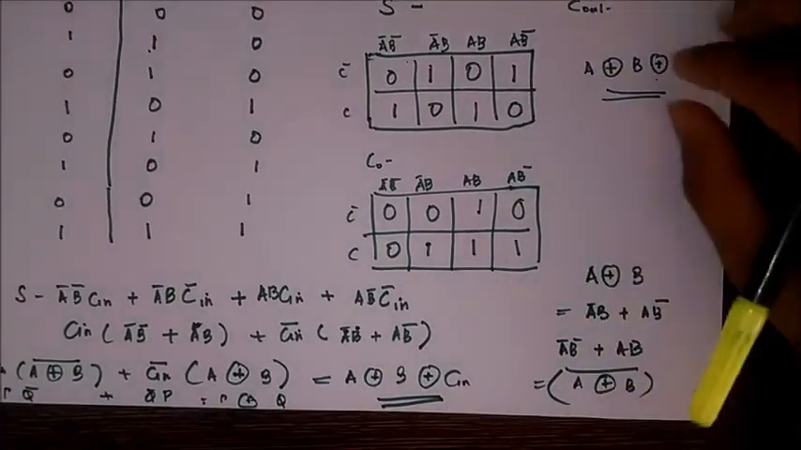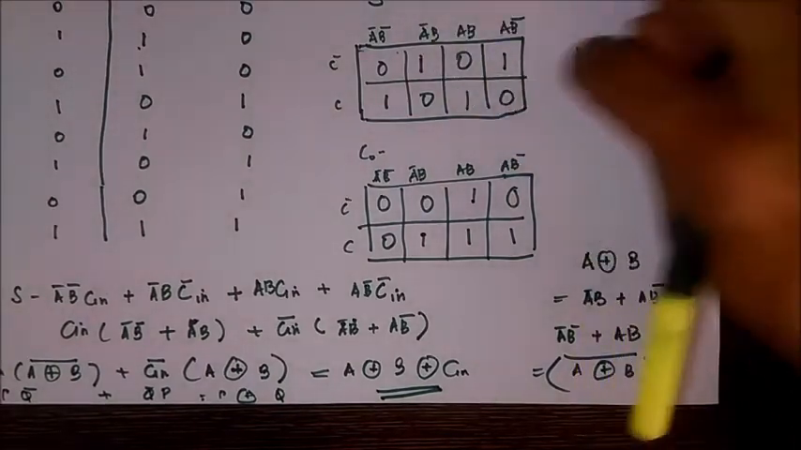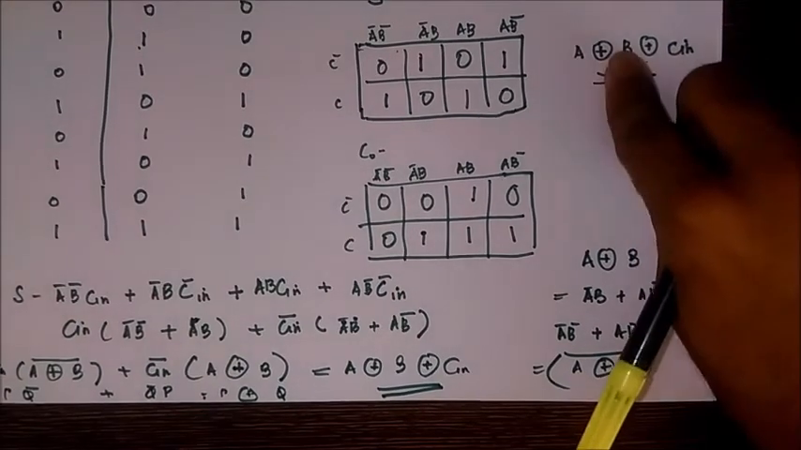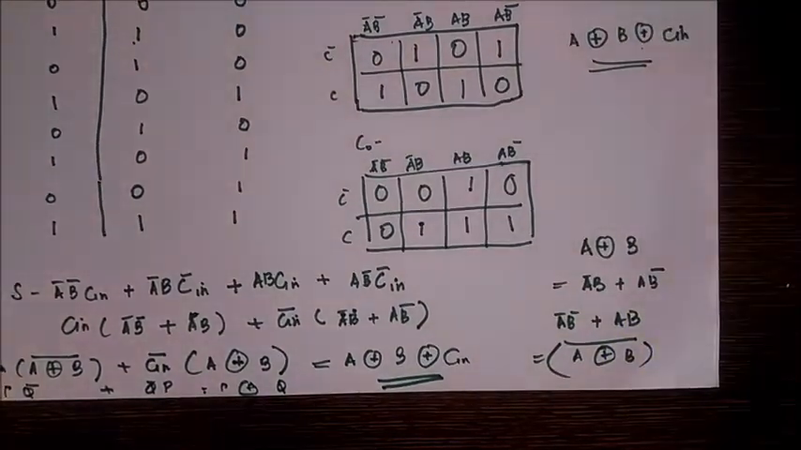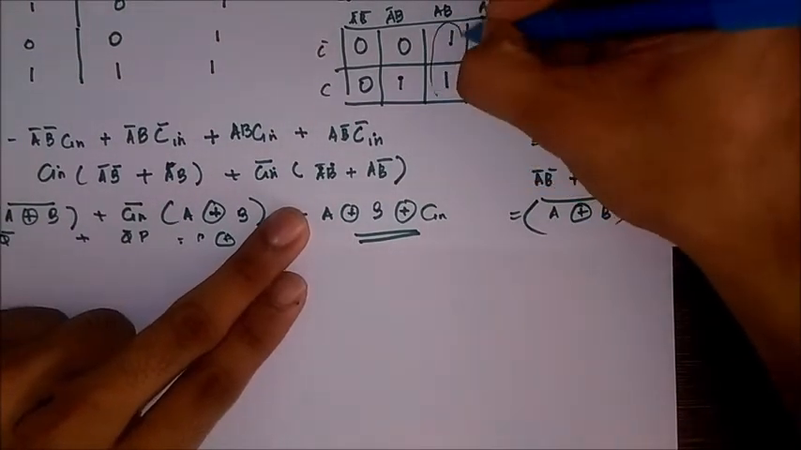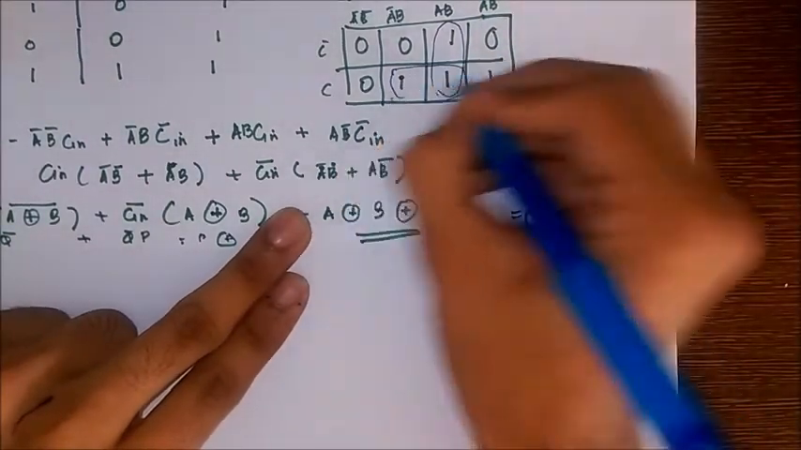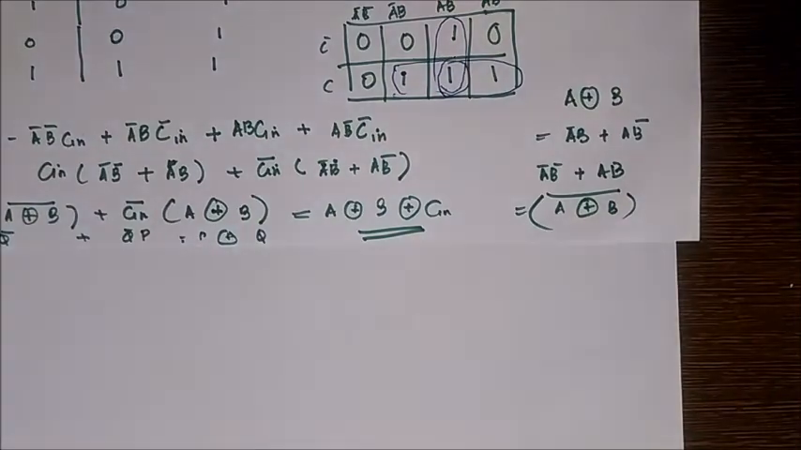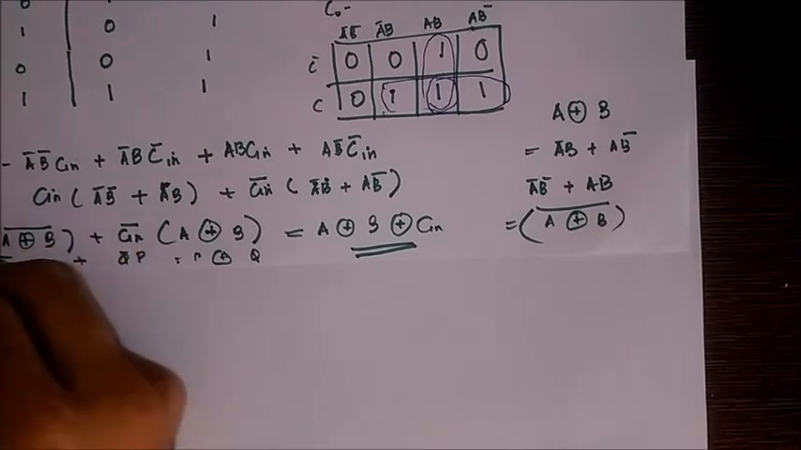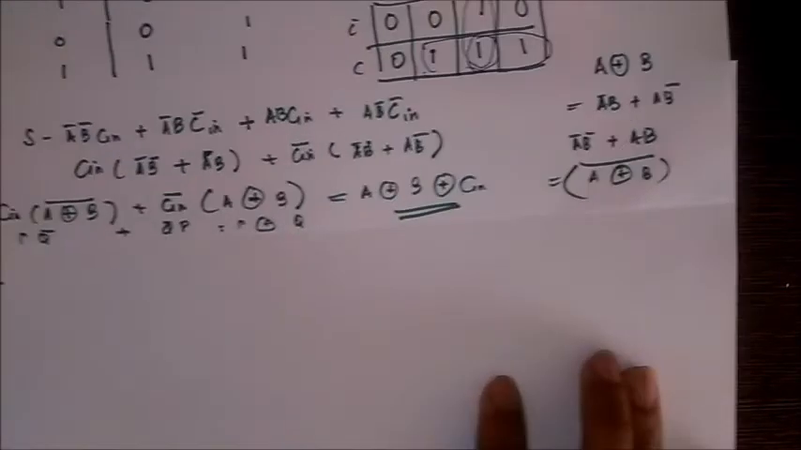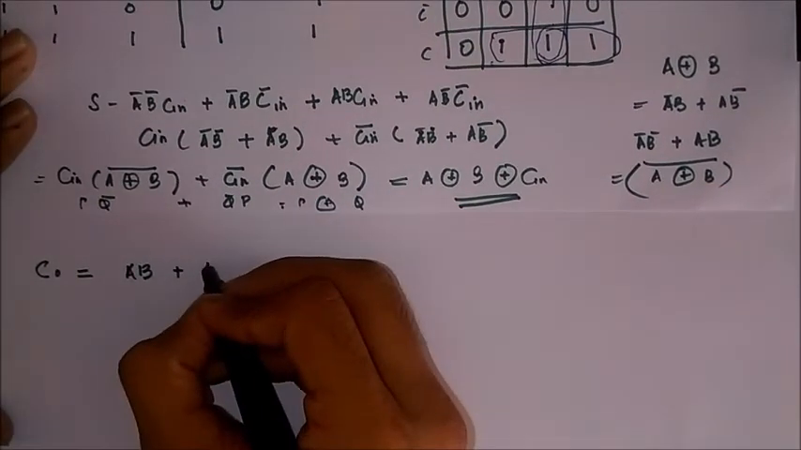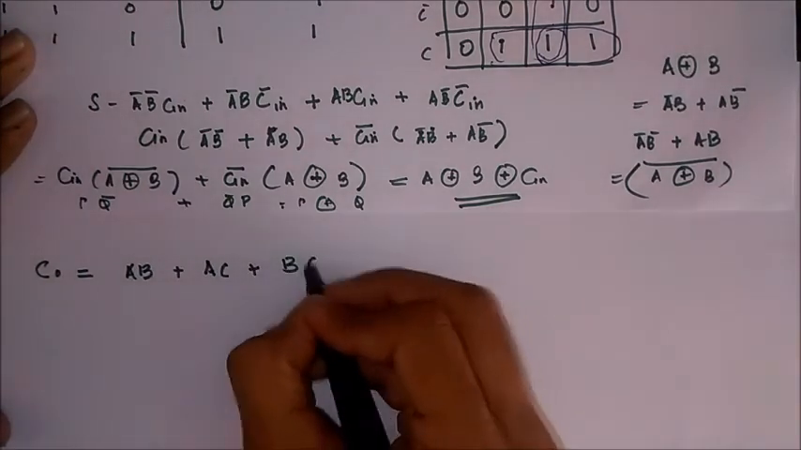So for a checkerboard configuration, you need to always remember that if there are three bits, the output of the K map would be A XOR B XOR C in. Now for the K map for the carry out, we can separate it into three pairs like this, and on writing the equation, carry out is equal to AB plus AC plus BC. This is our carry out.